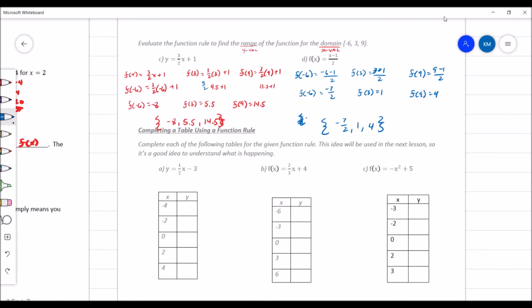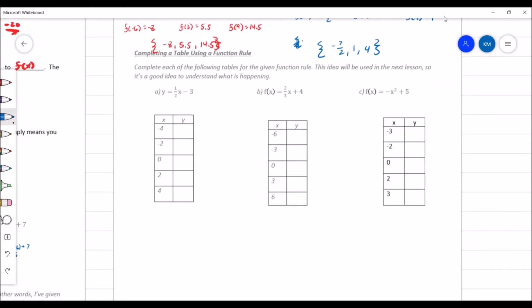All right. And then finally it says to complete each of the following tables for the given function rule. This idea will be used in the next lesson, so it's a good idea to understand what's happening now. This is basically us looking at a function rule and then putting it in a table so that we can graph it typically. But it's just the same thing. I'm plugging in x, seeing what my y is, plugging in my input, seeing what my output is, doing my domain, finding my range.